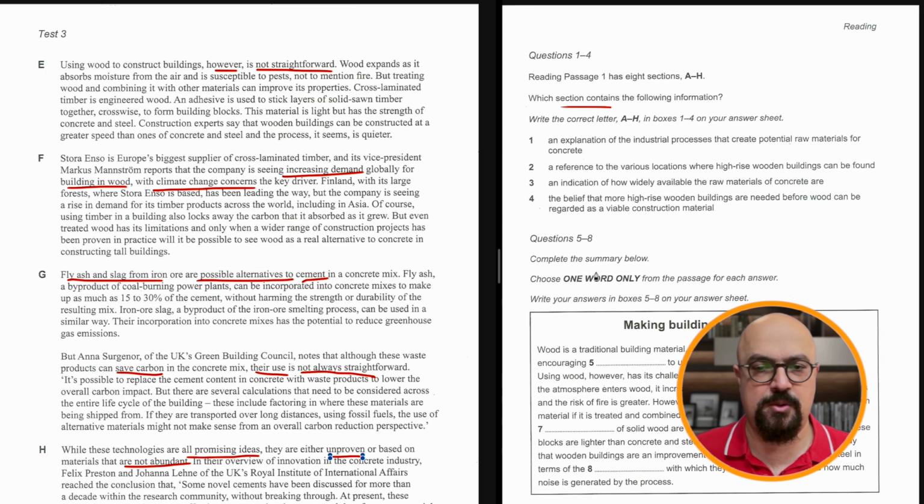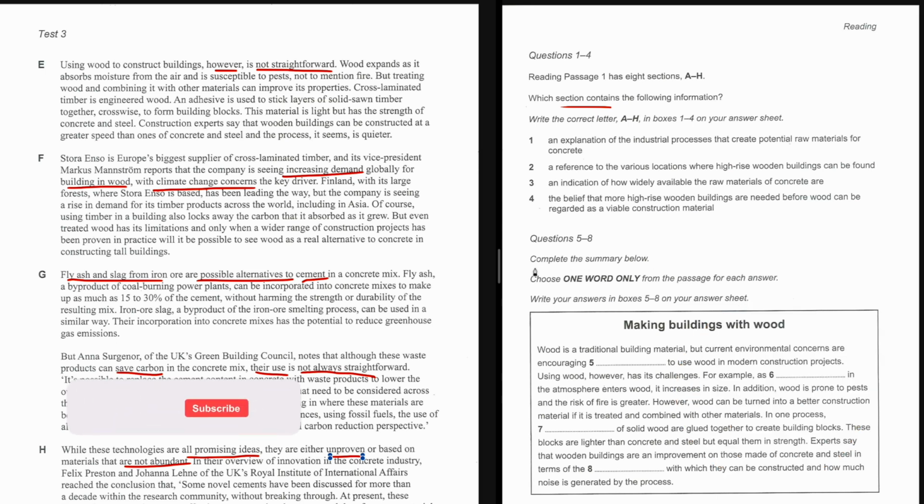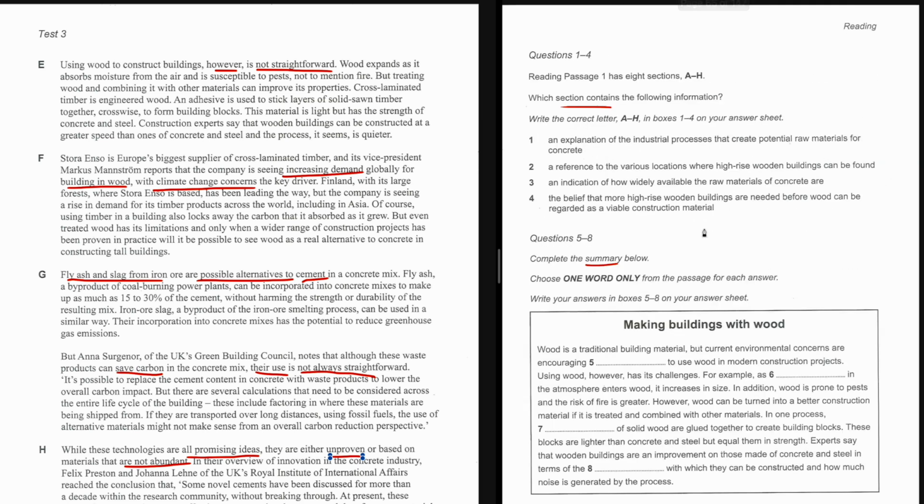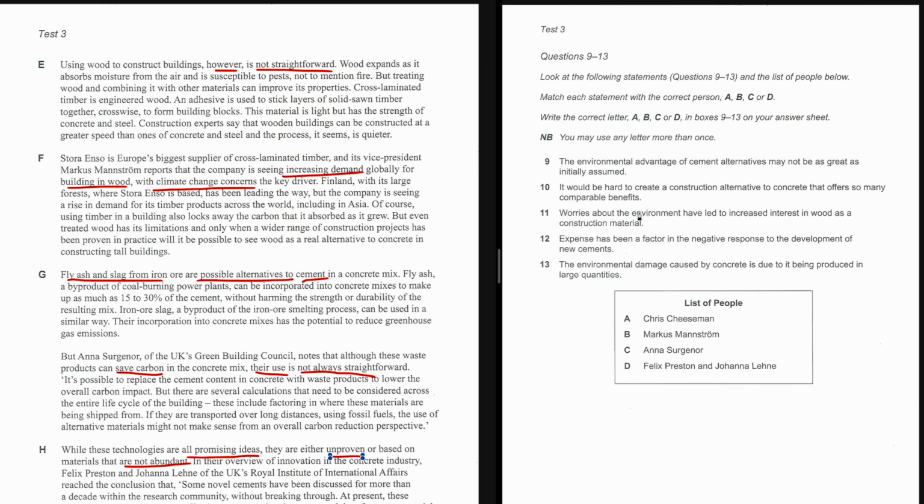What about this next one? Oh no, this is also a bad one. Complete the summary. Summary completion tasks can also be done, or should be done, later in the test. Do we have any other questions? 1 to 8 and 9 to 13. Yeah, so 9 to 13. Here we have matching statements with people.